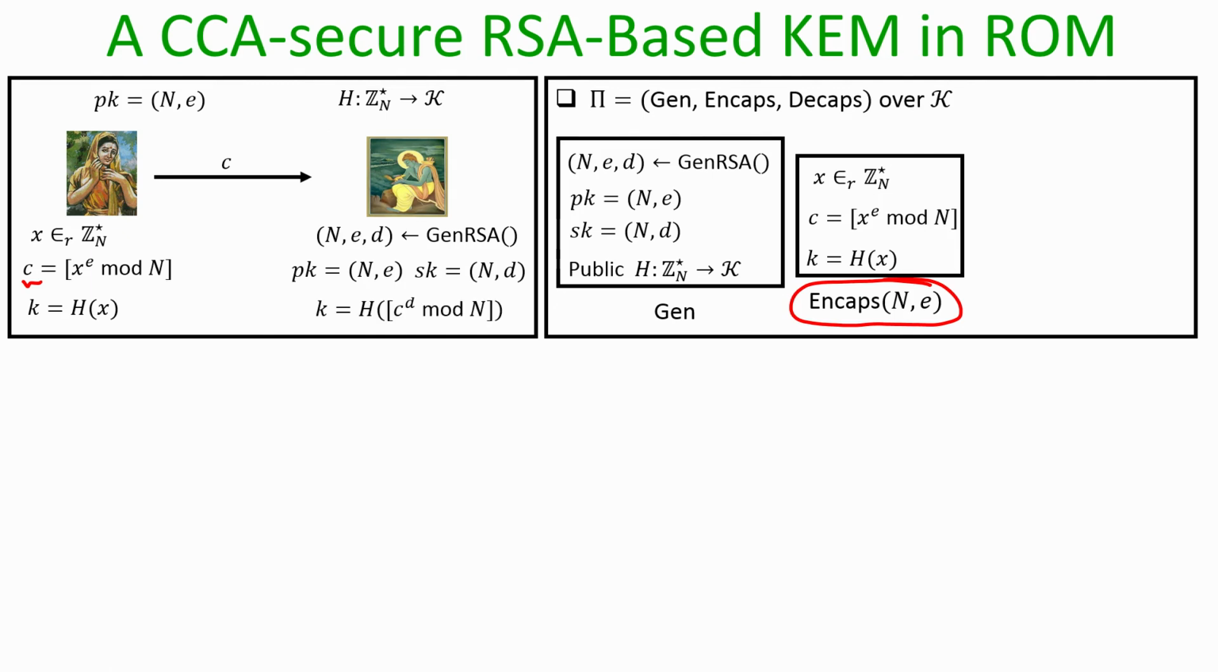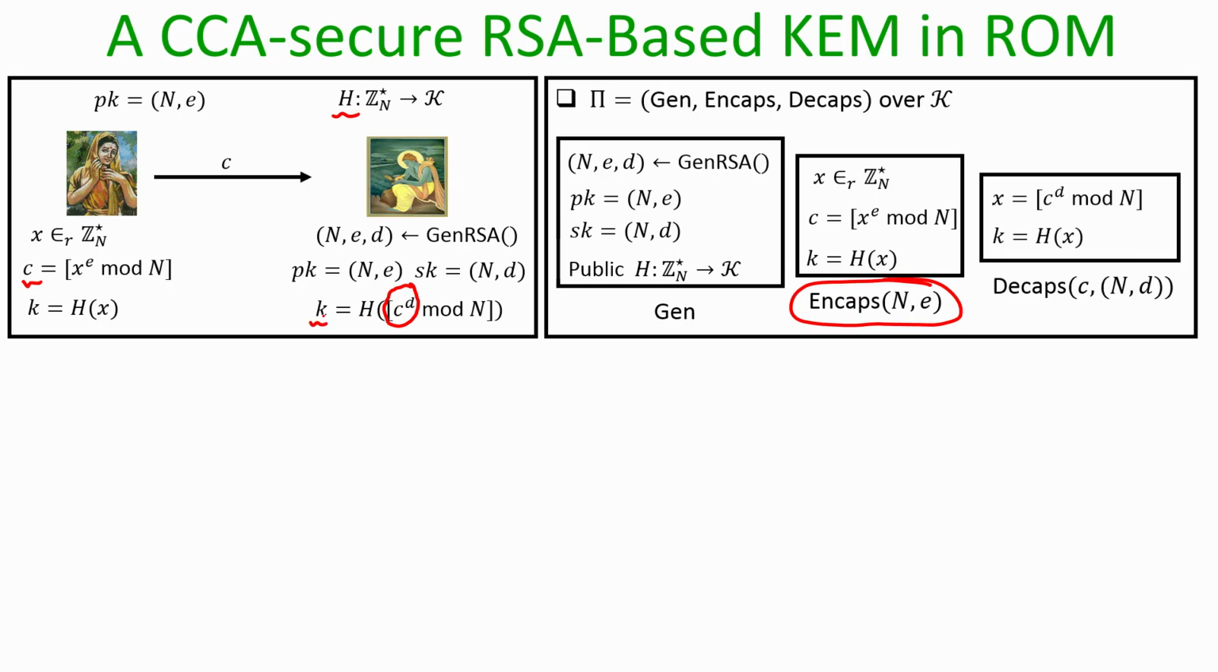Now, to decapsulate this encapsulation C, what the receiver has to do is compute the RSA inverse function on the encapsulation C to get back the group element X. Once it obtains the group element X, it can apply the publicly known hash function, or the key derivation function, to obtain back the same encapsulated key little k. So, that is your decapsulation algorithm.